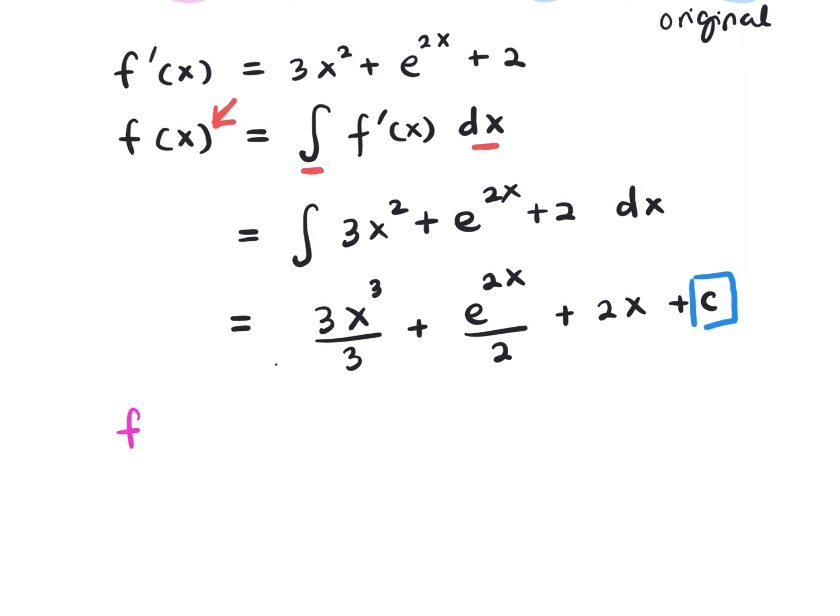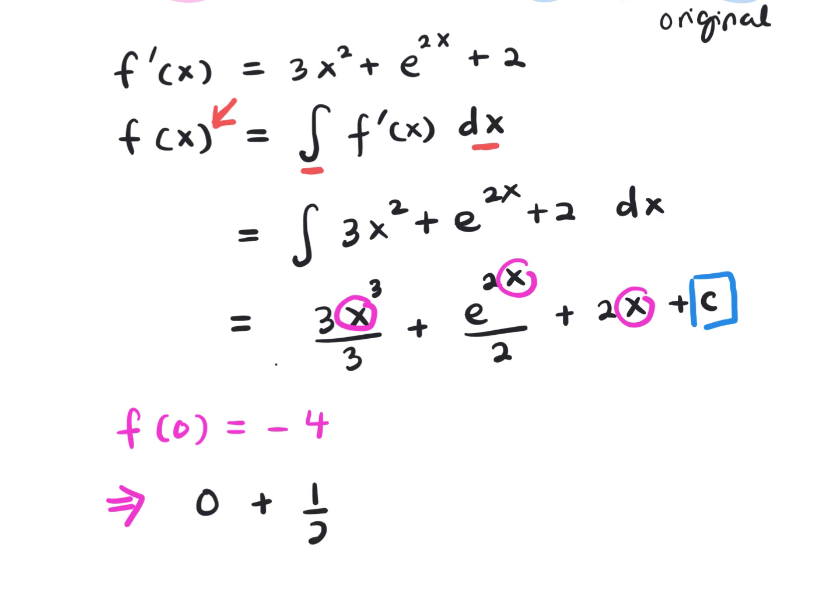Given that f(0) is equal to -4, this is the given information. So we are going to replace everything. When your x is 0, replace 0 here and 0 here and here, and then equate to -4. So we are going to get 0 over 3, so obviously you will get 0. Then e to the power of 0. Anything to the power of 0 is 1.